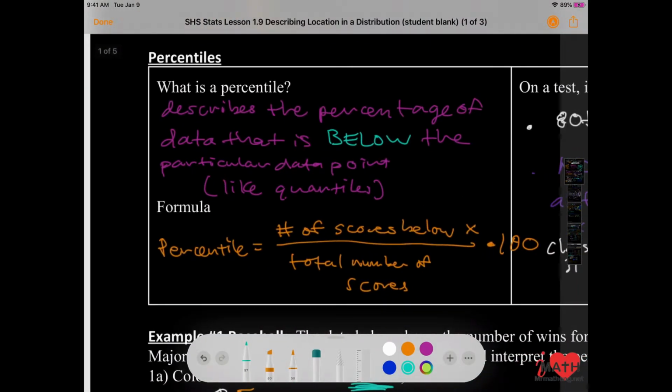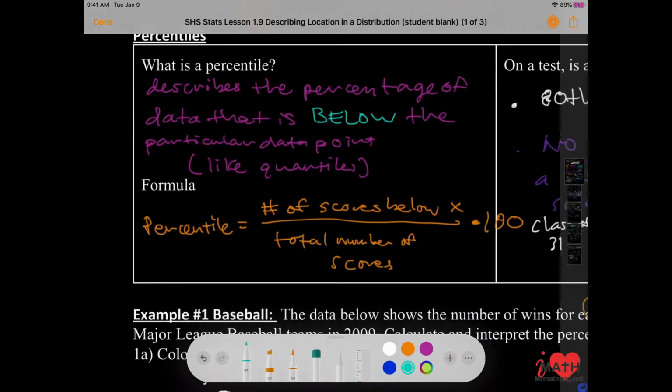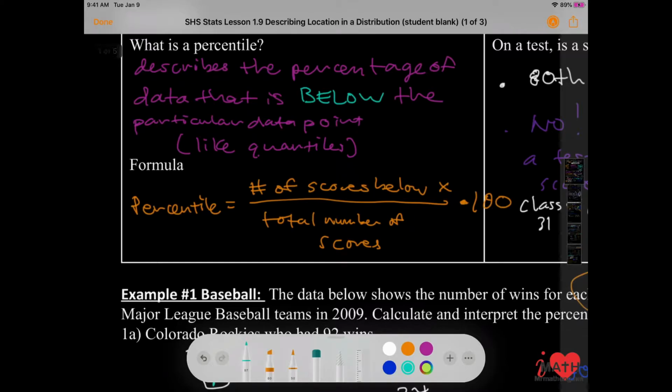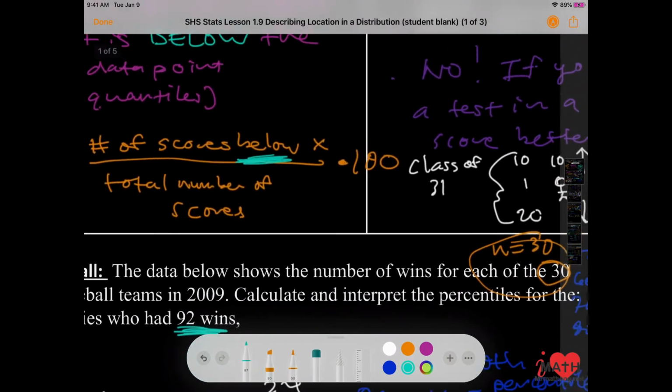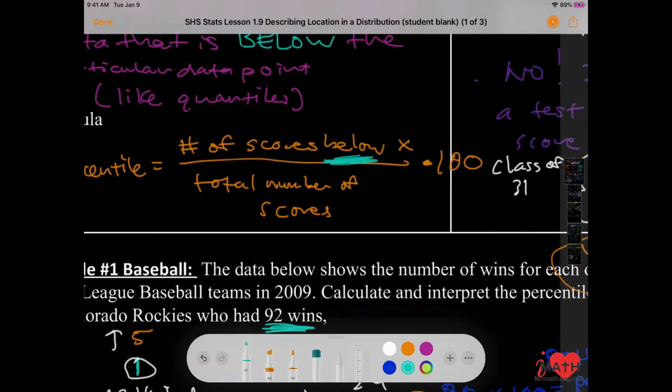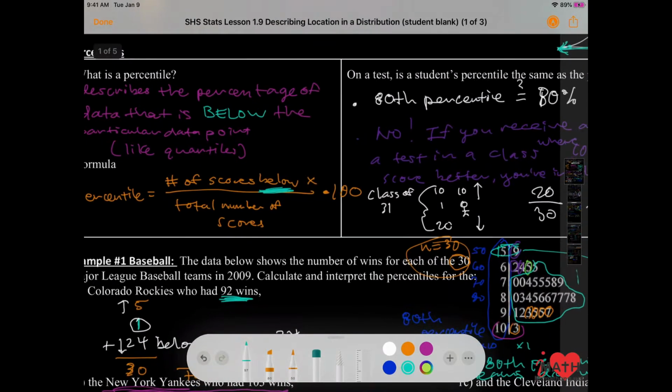What is a percentile? Percentile describes the percentage of data that is below the particular data point, like a quartile. What's the formula here? Percentile equals the number of scores below, I'm going to emphasize that again, below, over the total number of scores times 100. So number of scores below X, whatever they give you, divided by the number of scores, you'll get a percent, and you multiply by 100, you get a percent, and you can change that to something called percentile.